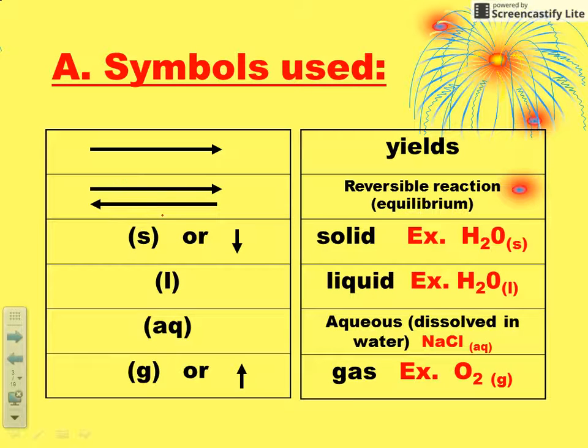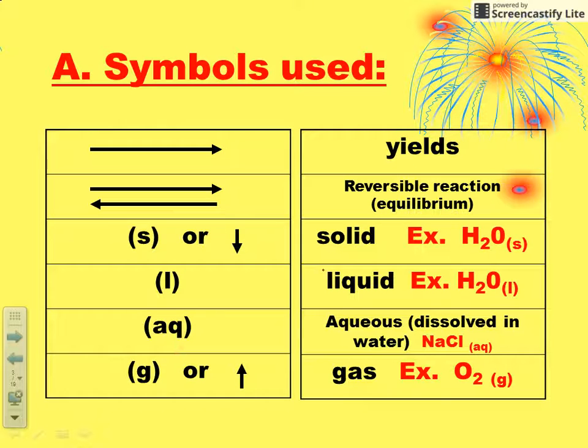You can also use this symbol in our chemical reactions in the same place you would use your yield sign, but this represents what we call a reversible reaction or a chemical equilibrium. Notice that you have two parallel lines with arrows pointing in opposite directions. So this represents chemical equilibrium, which is very, very stable.